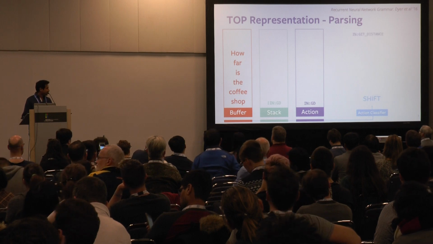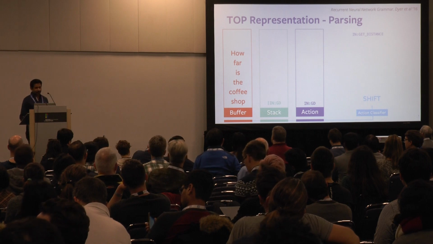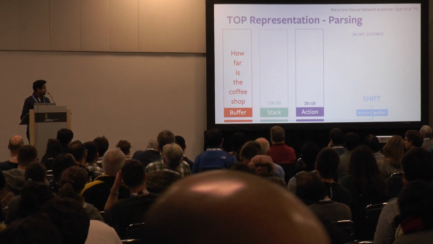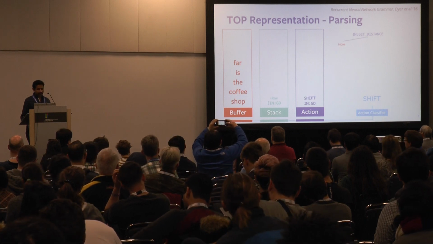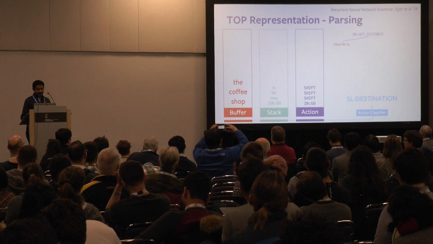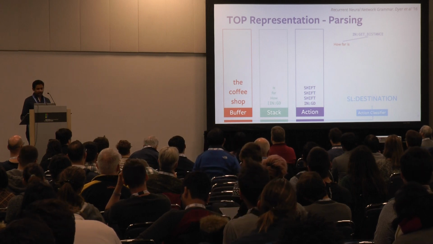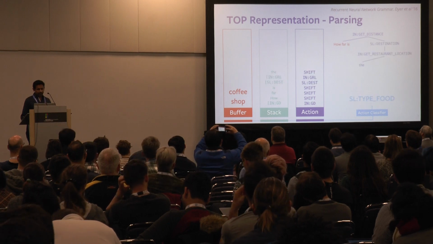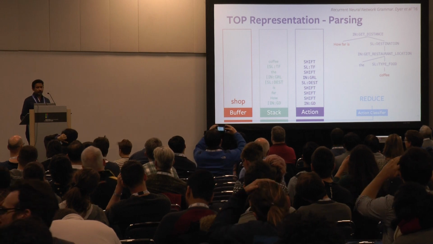And get distance goes into the stack and the action LSTMs, but also the action LSTM corresponds to forming a tree. So let's say the next action is shift, which means take something from the buffer, put that into stack. So you get how far is, and then you open another non-terminal node in the tree called slot destination. Then you keep going on, and at some point, you will want to close out these subtrees.